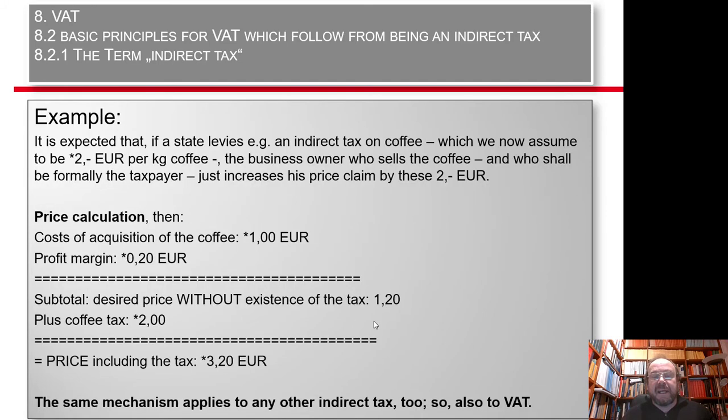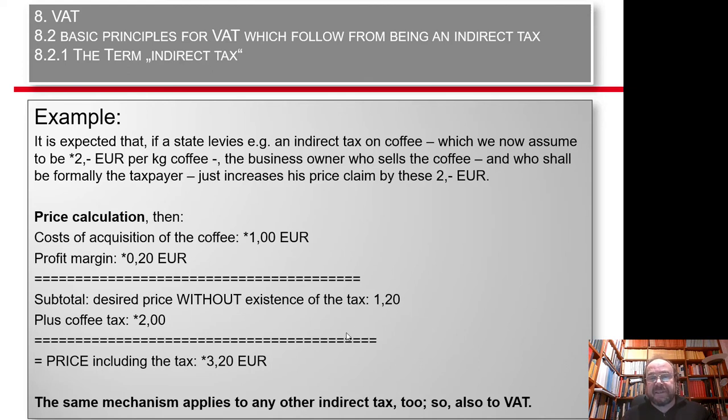Good. And if we analyze that a bit more closely, then that works this way. For example, imagine you have the plan to levy a coffee tax, a tax on coffee, which is meant to be €2 per kilogram of coffee. Then a business owner would calculate: the costs of acquisition of my coffee are €1. I need a profit margin of 20 cents, so my desired net price, which I want to obtain from my customer, is €1.20.